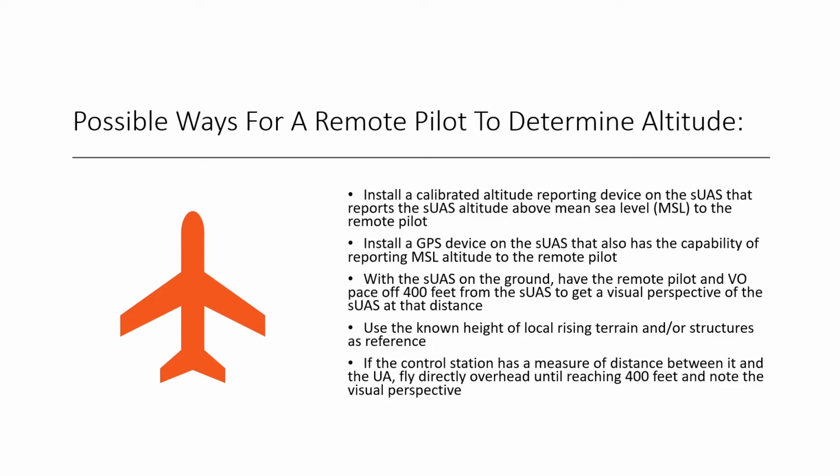With the UAS on the ground, you can have a visual observer place the drone 400 feet away. That way it gives you a visual idea of the size of the drone at that range. You can use the known height of the terrain and structures as reference. There are several different ways you can do this.